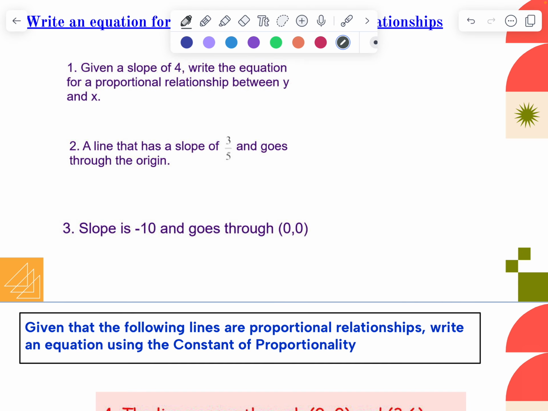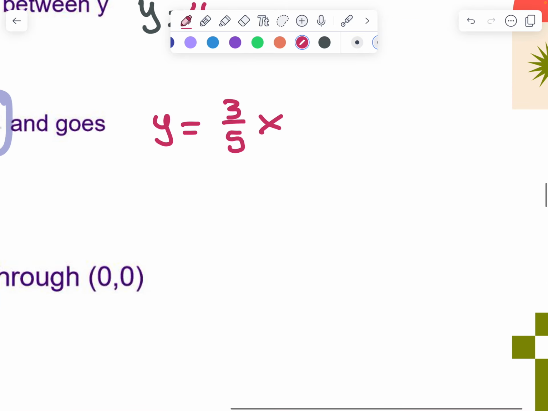I like these ones because they just kind of write it out for you. Given a slope of 4, I don't really have to do a lot of work because it just told me my slope is 4. Write an equation for a proportional relationship. Well, I'm going to use that same format, but now K is 4. A line that goes through the origin is proportional. And now this one has a slope of 3/5. Fractions are totally fine for slope. Y equals 3/5 X. In fact, I like fractions better because that's your rise and that's your run.